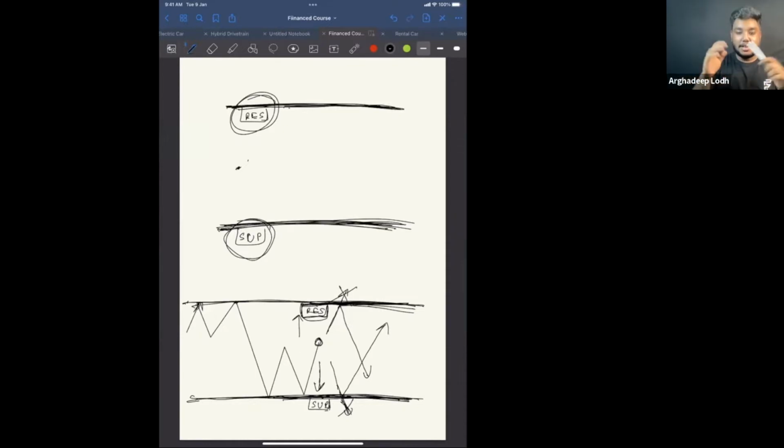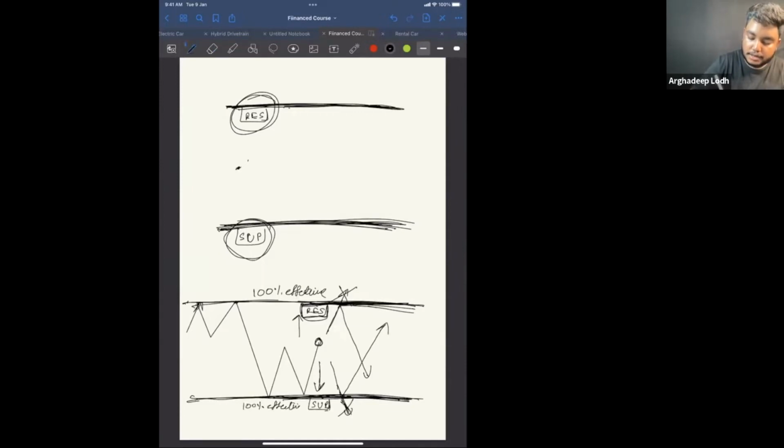Simple. I am teaching you guys in the most simple words. And for the support level, the price will come, touch the support level, and the support level will push the price up. End of story. Now, what happens? See, these are not 100% win rate. Win rate means these are not 100% effective. Support and resistance lines are not 100% effective.